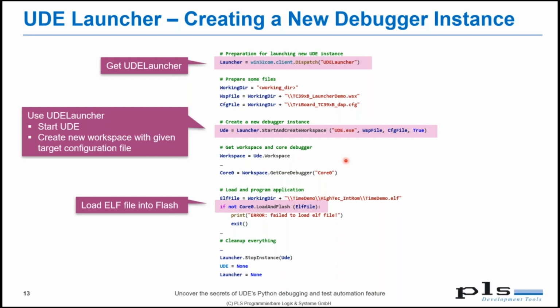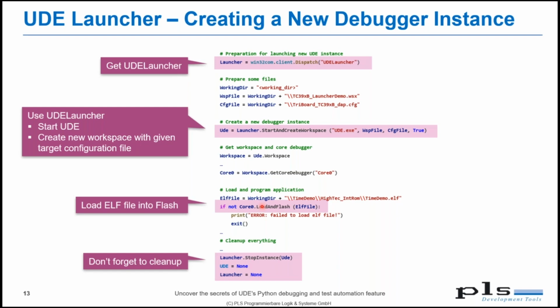In this specific case, we have no target application loaded because the workspace was just created. So we need to load the target application into the debugger, and we have to program it also into the flash of the device. This can be done using a debugger function load and flash. And after that, we can proceed with our test.